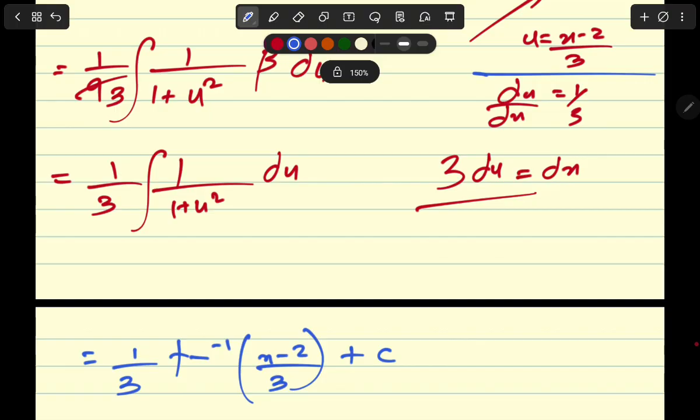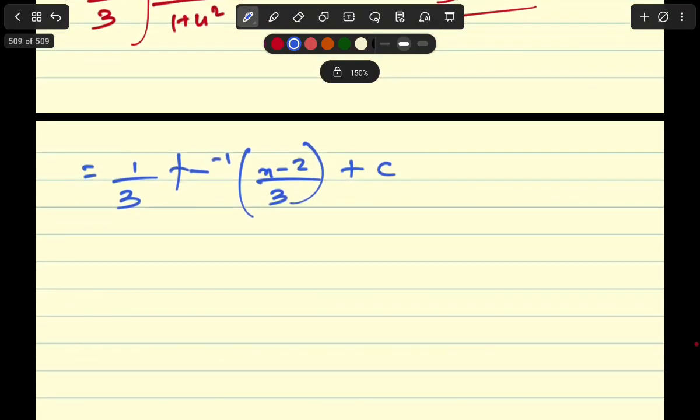A large number of inverse tangent integrals only become visible after completing the square, so make sure that you are not trying to do that directly. That is why your algebra remains important even in calculus, right? So if your base is strong, if your AS concepts are strong, then I mean you are winning.